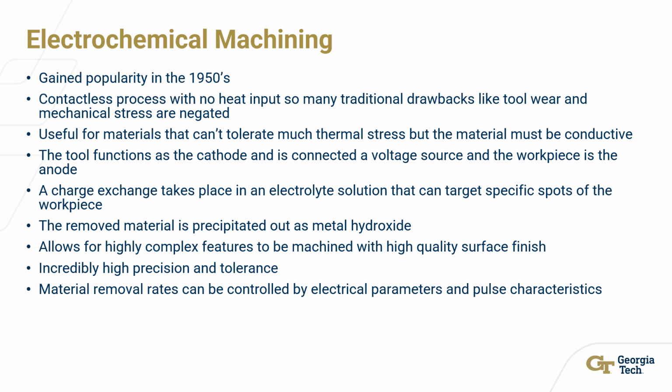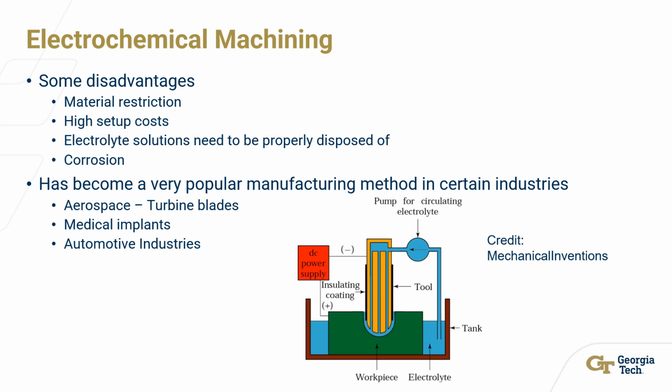So it allows for highly complex features to be machined with very high surface quality, which is a very big pro. And it can also give you very high precision tolerance. And you can also really dial in your material removal rate by modifying these electrical parameters and the pulse characteristics. There are some disadvantages though.